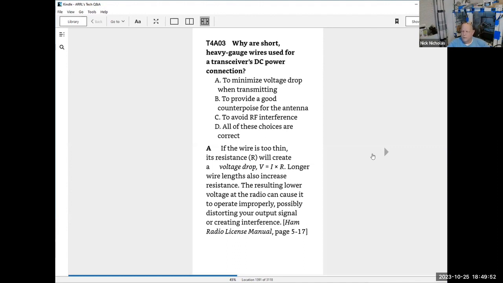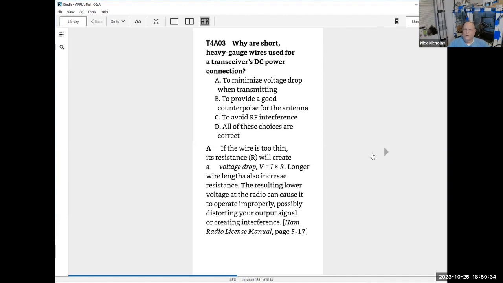Every piece of wire has resistance. You're only operating a transceiver or a radio off of 12 or 13.8 volts maximum, usually. It's not much voltage. Now, in a household wiring, we're running at 110 volts. At 110 volts, if you have a voltage drop of 1 volt, it's not going to make a significant difference. But at 13.8 volts, 1 volt drop is almost 10%. And that might make a significant difference.